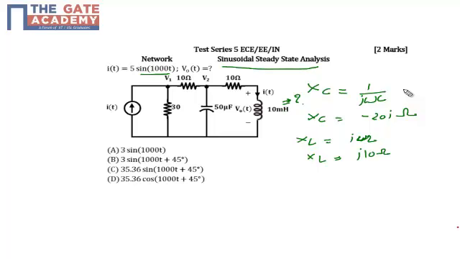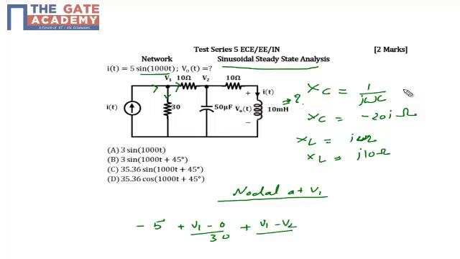Basically it's a simple nodal analysis. We have two nodes, V1 and V2. Apply the nodal at V1. We have an input current and two output paths, so it will be minus 5 plus (V1 minus 0) by 30 plus (V1 minus V2) by 10. Here I am saying that the algebraic sum of the currents at node V1 is 0.